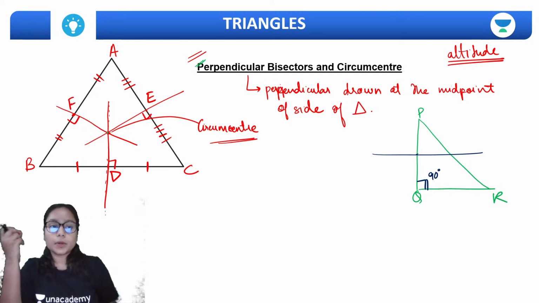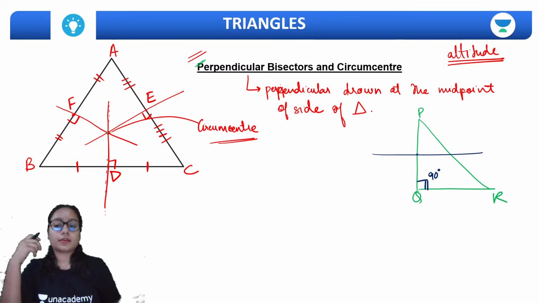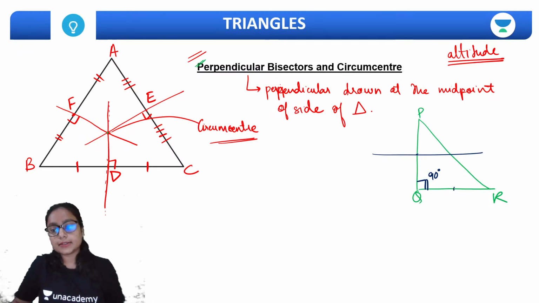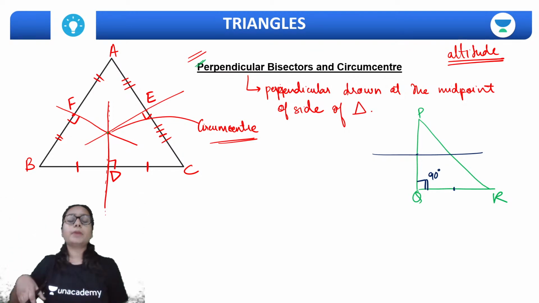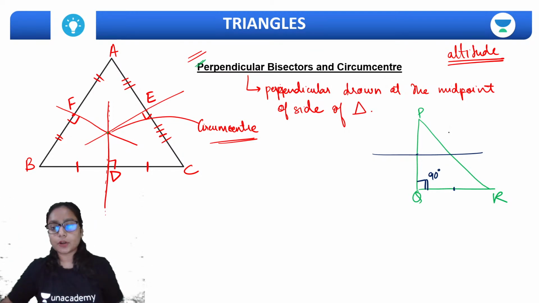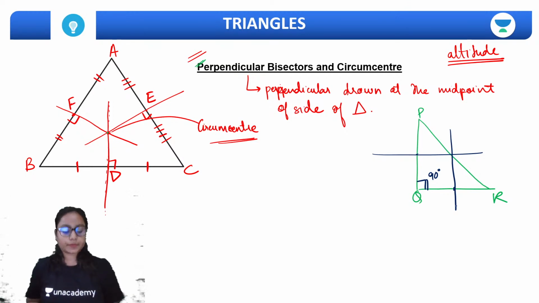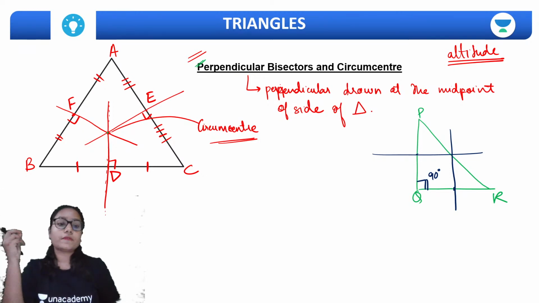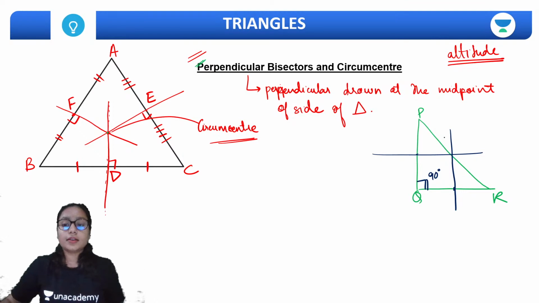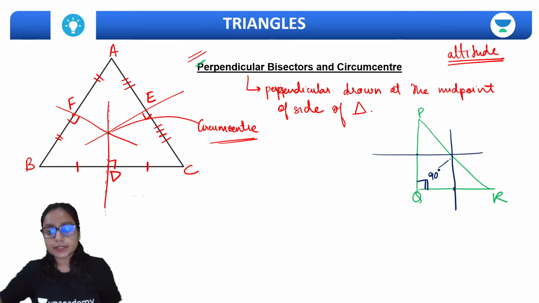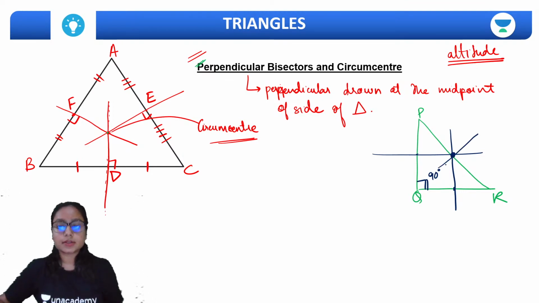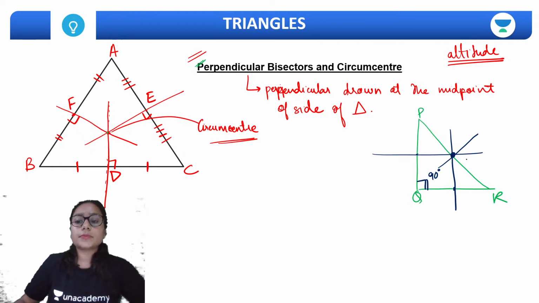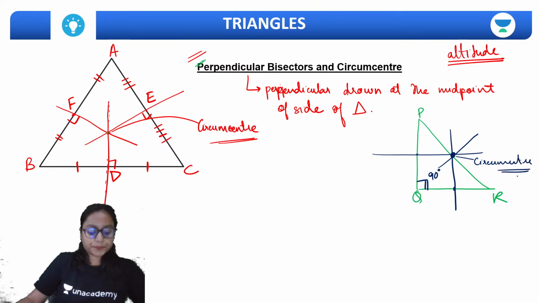Now let us draw the perpendicular bisector of QR. Somewhere here is the midpoint, and now I am going to draw the perpendicular at this point. This would be somewhat like this. Alright, we got this. Now let us draw the perpendicular bisector of the side PR. So this will again be here this way. Okay, so this point will be the circumcenter. This is the circumcenter.